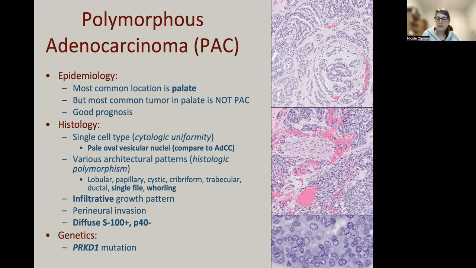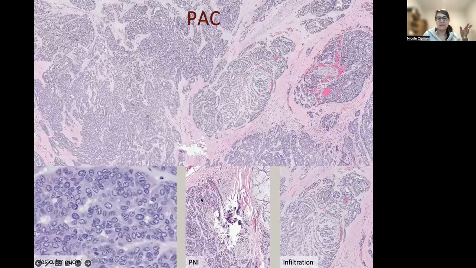Polymorphous I put next because it can be a histologic mimic of adenoid cystic, because the morphologic patterns overlap. The most common location for polymorphous is the palate. It is cytologically uniform. It only has a single cell type, as you'll see in a minute, unlike the two cell types of adenoid cystic, but it does have perineural invasion. It can have morphologic overlap. It often has mutations in the PRKD1 gene, so this can be helpful diagnostically.